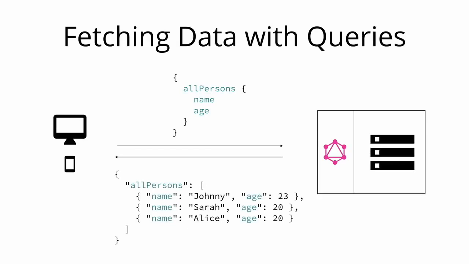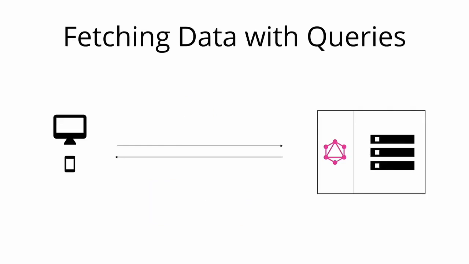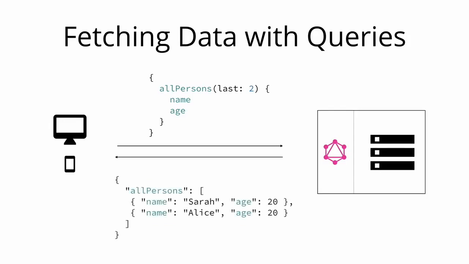In a GraphQL query, each field can have zero or more arguments if that is specified in the GraphQL schema. For example, the allPersons field could have a last parameter to only return up to a specific number of persons. Here's what a corresponding query would look like. Now the server only returns the last two persons that have been stored in the database.